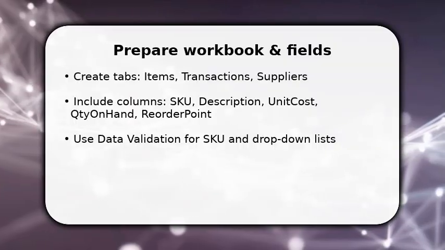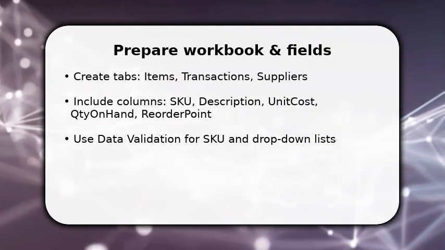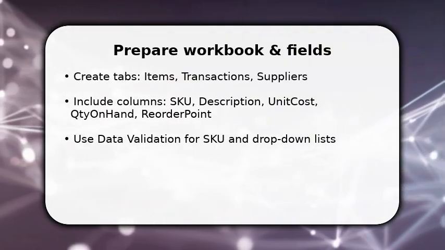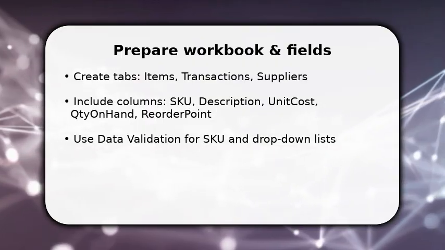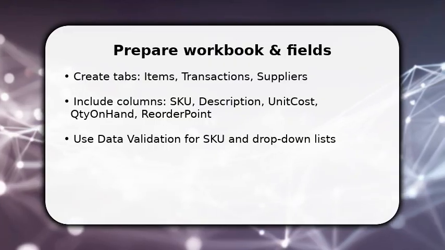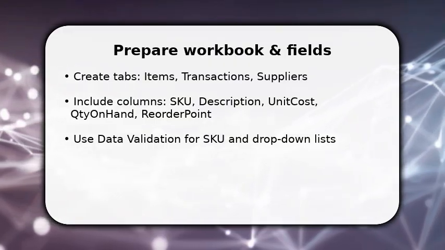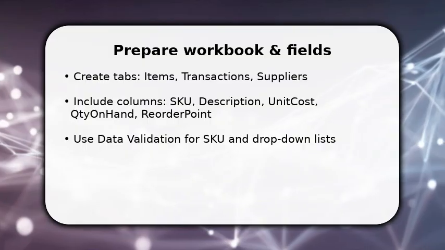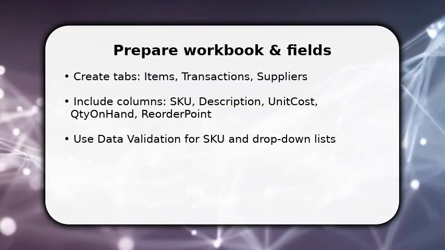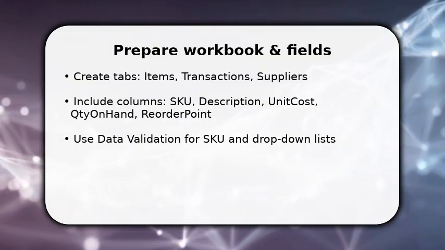You start by building the workbook that will track everything. Create 3 tabs: items, transactions, suppliers, and define consistent column names like SKU, description, unit cost, QTY on hand, and reorder point so formulas can reference them reliably. Once done, apply data validation for SKU and drop-down lists to prevent typos and ensure uniform entries. Make sure to format currency and numbers correctly and lock header rows.